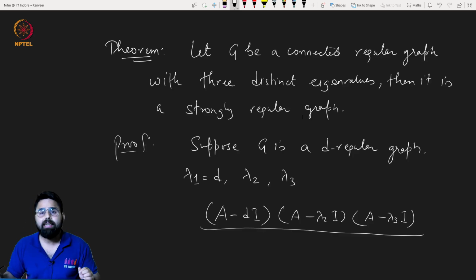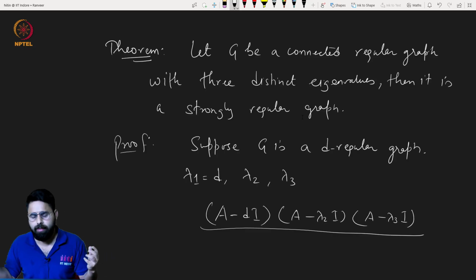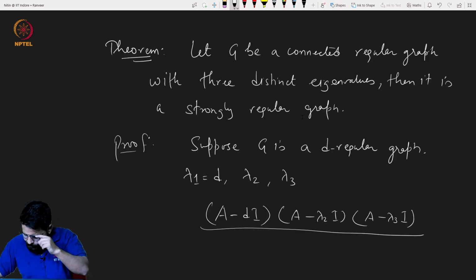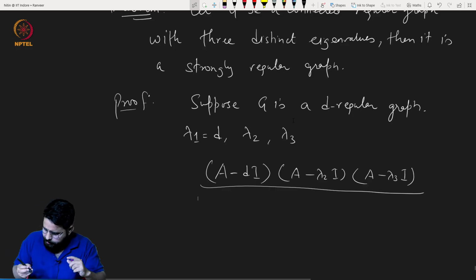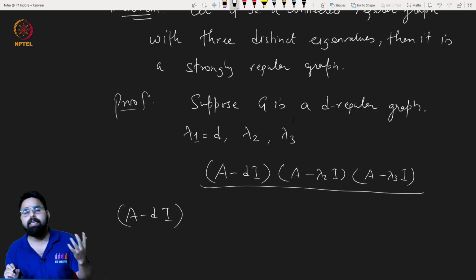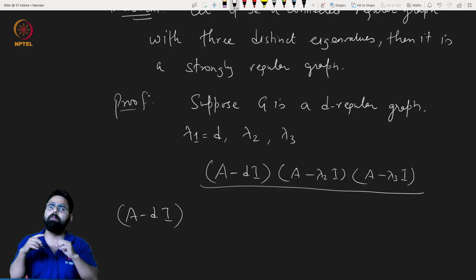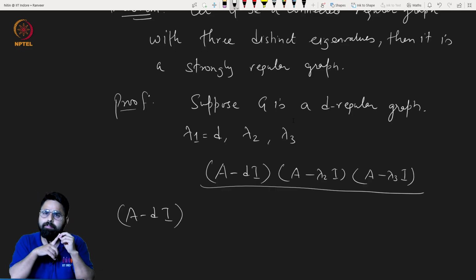Okay, and why is it so? Because A is an adjacency matrix, it's a symmetric matrix. We can always find an orthogonal set of eigenvectors, and you can represent any x as a linear combination of these. Now let us just focus for some time on A minus dI. d is the largest eigenvalue. What will be its corresponding eigenvector?